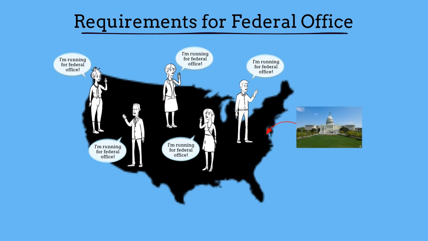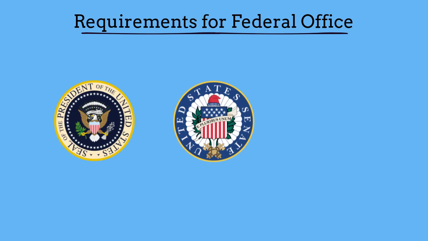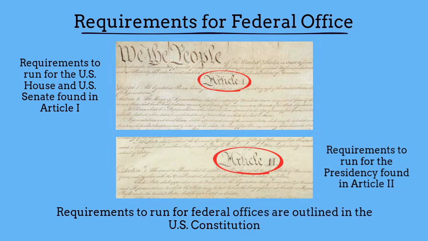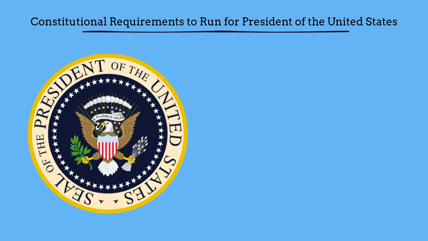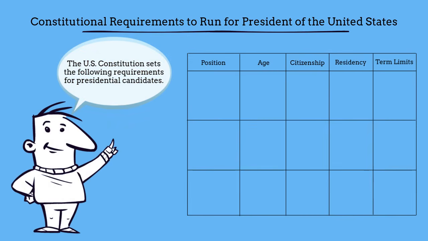The requirements to run for federal or national political offices, President, U.S. Senator, and U.S. Representative, are outlined in the United States Constitution. Let's begin with the office of the President. According to the U.S. Constitution, a person running for president must meet the following qualifications.